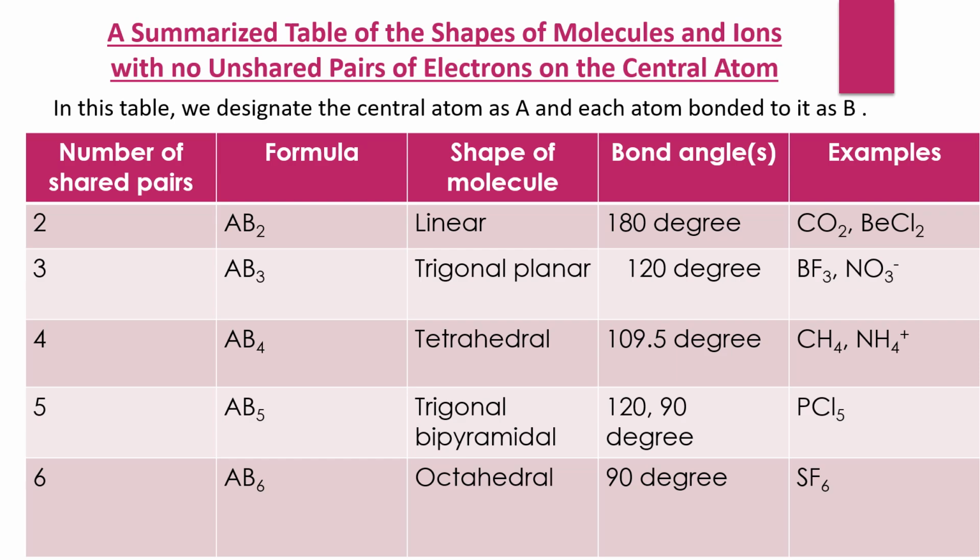When number of shared pairs is 5, formula is AB5, shape of molecule trigonal bipyramidal, bond angles 120 and 90 degrees, example PCl5. Number of shared pairs of electrons is 6, formula AB6, shape of molecule octahedral, bond angle 90 degrees, and example is SF6.